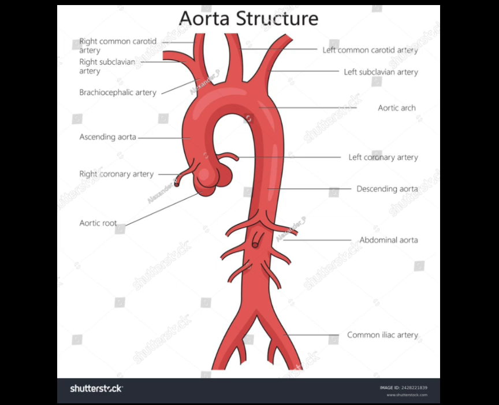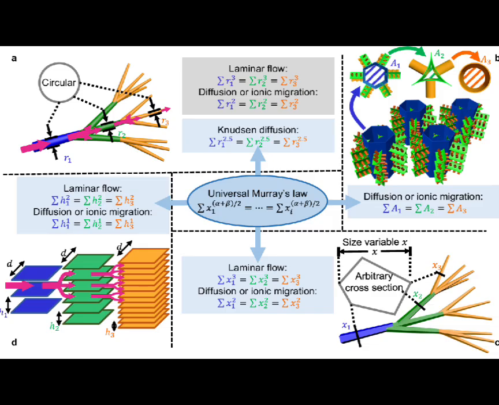Third, pressure and resistance. Pressure drops occur as fluid moves through the branching system due to viscous resistance and bifurcations, governed by Poiseuille's law for laminar flow. R is equal to 8 mu L upon pi r to the power 4. Fourth, Murray's law describes the optimal relationship between the radii of a parent tube and its branches to minimize energy expenditure.